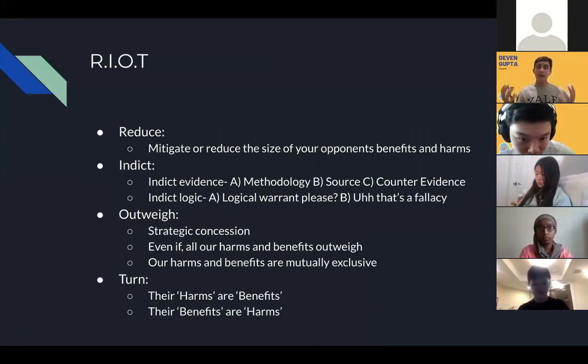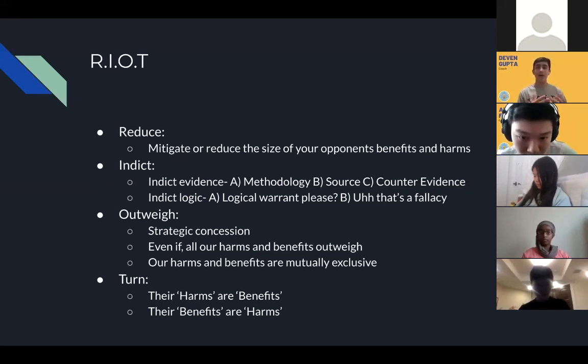You want to indict evidence. You want to indict evidence by either indicting the methodology. Methodology just means how a study was conducted, the source, who is conducting the study, or counter evidence. We have better evidence because X, Y, and Z. Or you can indict logic by saying, where's the warrant to it? You didn't explain it. Or, that's a fallacy.